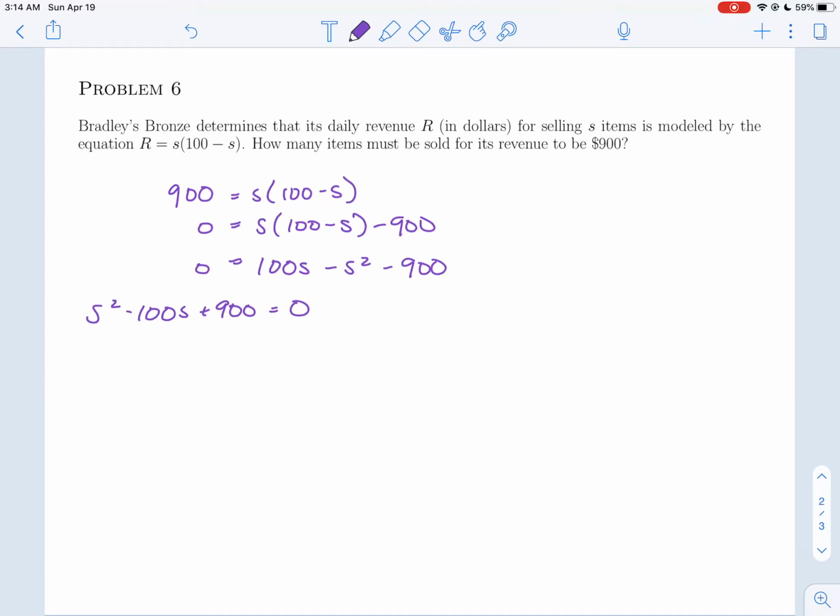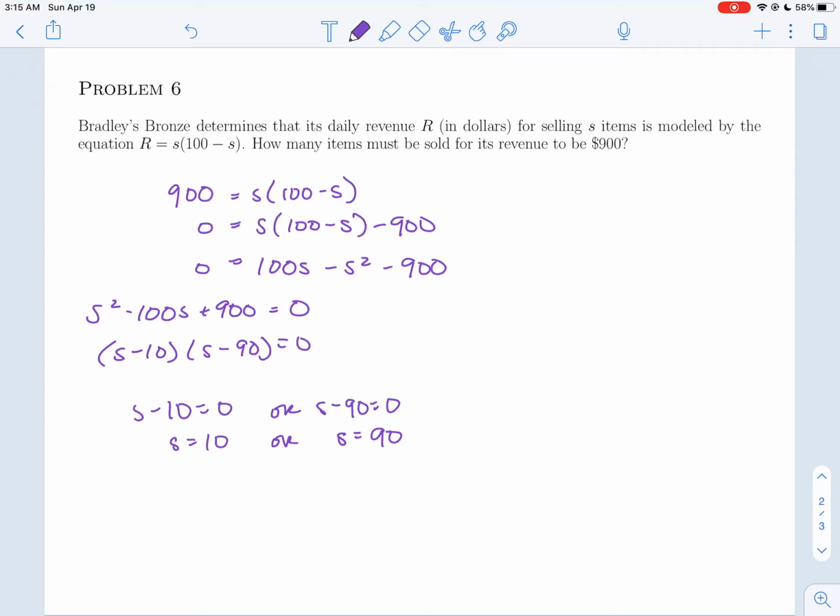So from here, I'm just looking for something that multiplies to 900, adds to -100. That'll be -10 and -90 for this one. So I'll have s minus 10 and s minus 90 equals 0. Okay, I have a product, it's equal to 0. I can use the zero product property. So I get s minus 10 equals 0, or s minus 90 equals 0, which gives me that s is 10 or s is 90.